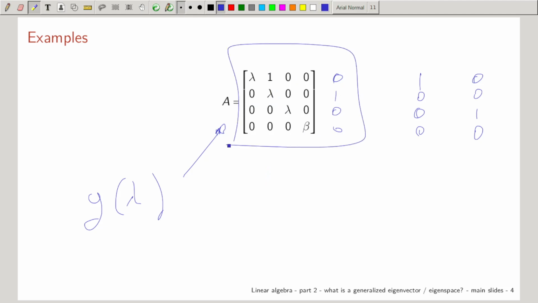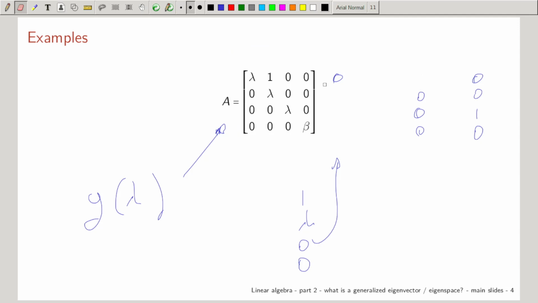If I do this operation, what do I get? 1, lambda, 0, 0. Is it aligned? No. You see? Whenever I've got a structure that looks like this one, the first topmost part is the one that is associated to the eigenvectors. I see it, kind of, I don't know, I don't see it. Let's make an example and then you do it.